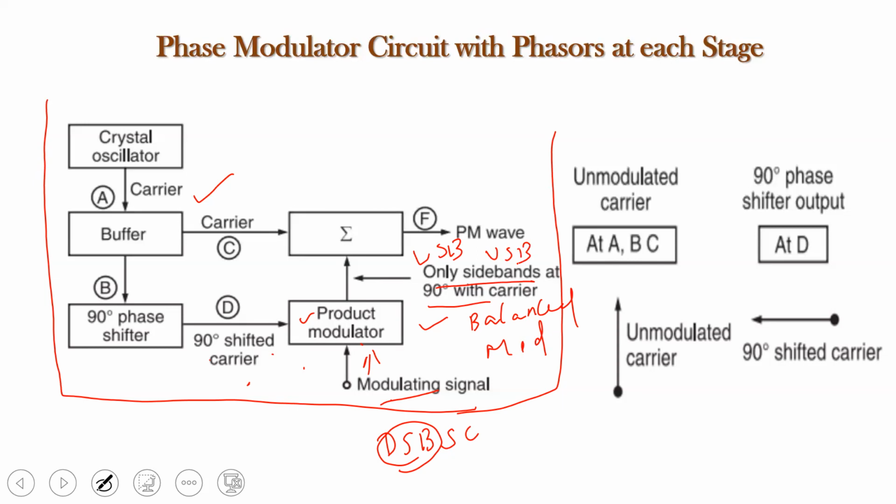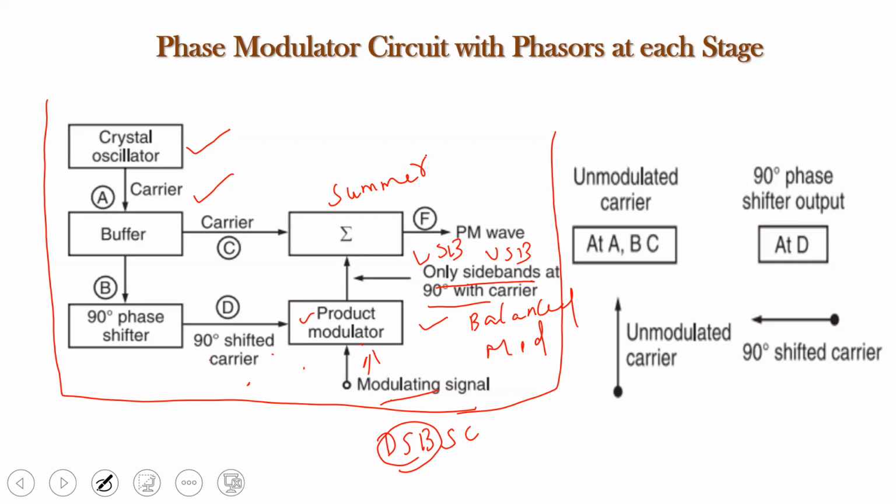And what is happening next is these two sidebands, that is upper sideband and lower sideband, are given as one of the inputs to the summer, and the other input to this summer is the same carrier which is generated by the crystal oscillator without any change or shift in phase. So the carrier directly through the buffer is given as one of the inputs to this summer, that is the adder. The other input to this adder is the two sidebands that are generated at the output of this product modulator.